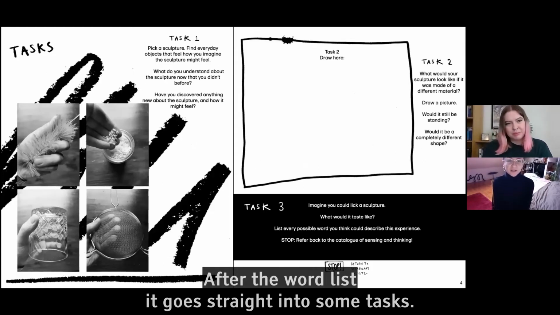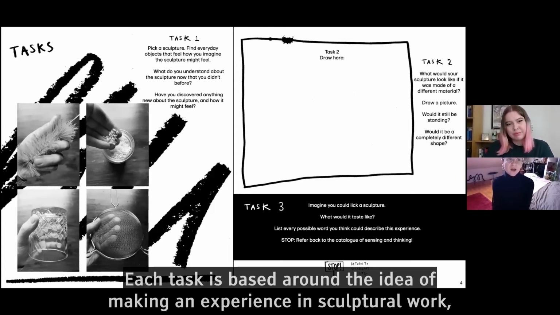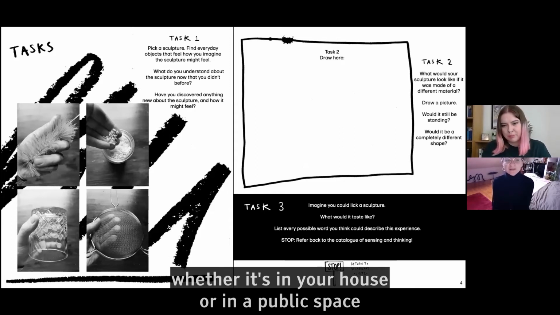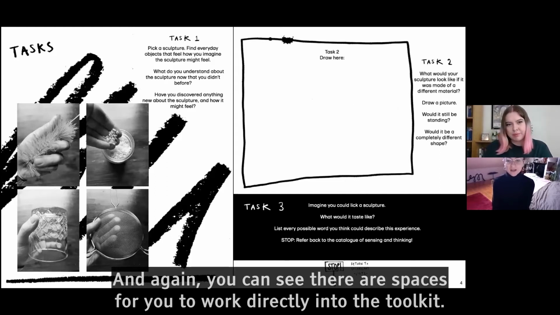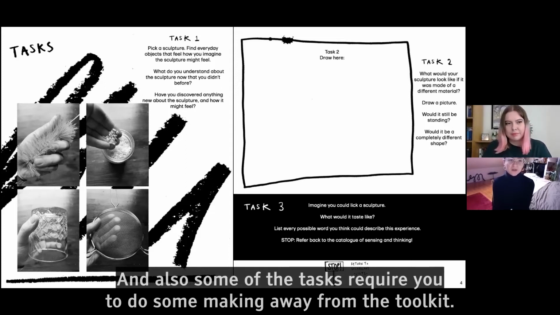After the word list, it goes straight into some tasks. Each task is based around the idea of making and experiencing sculptural work, whether it's in your house or in a public space or even in a gallery space. And again, you can see there are spaces for you to work directly into the toolkit, and also some of the tasks require you to do some making away from the toolkit.